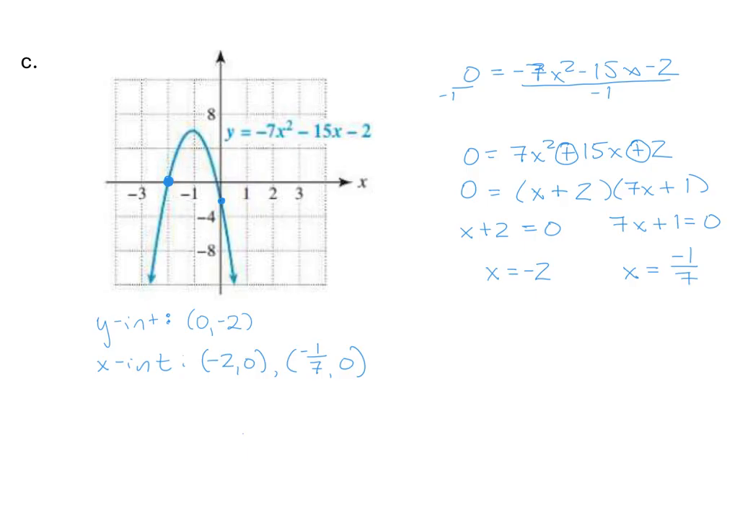Okay, leading coefficient. Our leading coefficient is negative because our graph opens down. And when we look at our equation, that is what we see there. And the last thing that we have is our discriminant is positive because we do have two x-intercepts.